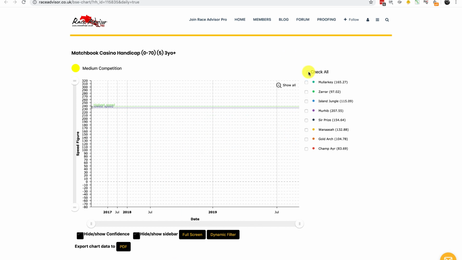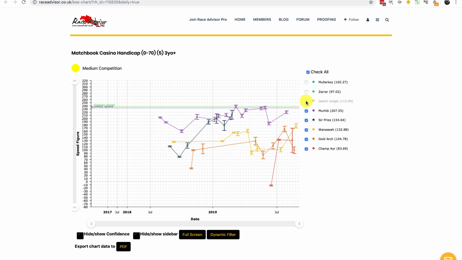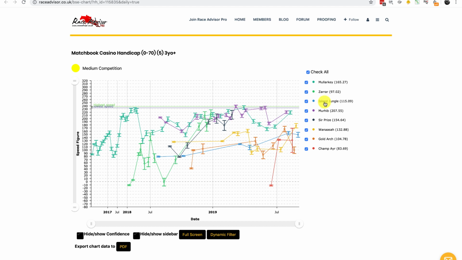We can remove all horses from the graph and add them all back in again, very simply. Or of course we can just remove them individually, like so. Clicking on a horse will remove it permanently, as you can see I did here with Island Jungle. I'll bring it back and it will appear down there. If I click it off, that horse is removed permanently from the graph. But for now we want them all on.